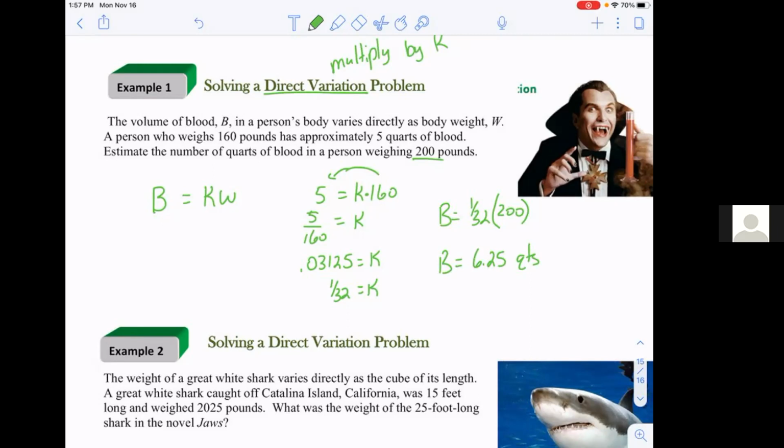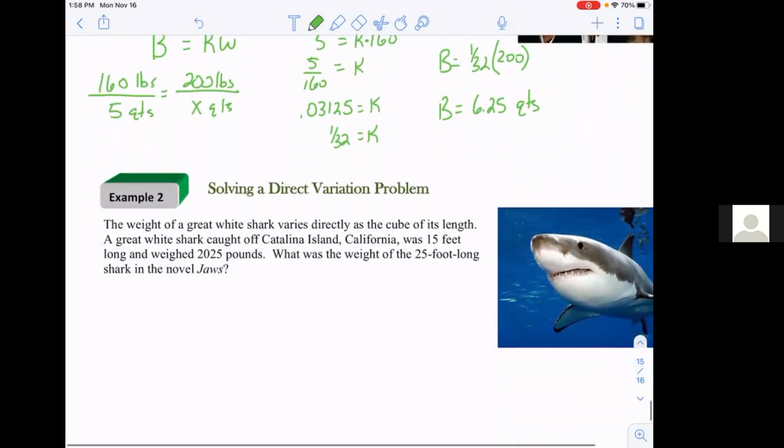Now, in reality, here's how it works. If we can set up a ratio, we can be fine, meaning a person who weighs 160 pounds had 5 quarts of blood. I know the ratio is going to be the same in someone that weighs 200 pounds. So how many quarts of blood does that person have? So on a direct variation, we can actually set it up as a proportion should we choose. That's the other thing to remember there. I struggle whether to teach it, because sometimes I think that leads to confusion. But on a direct variation, we can set it up as a proportion. So we're going to go with that one on the next one.